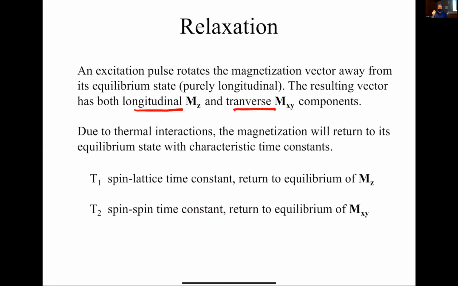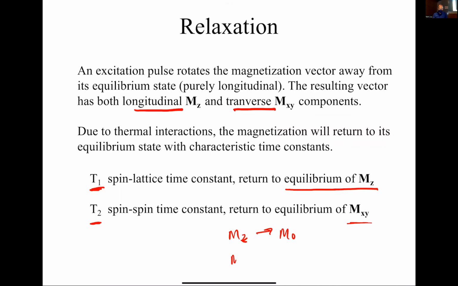There's a longitudinal relaxation, which is basically determined by what's called the T1 time constant. That's the return to equilibrium of M sub z. And then for Mxy, there's the T2 time constant, which is the return to equilibrium of Mxy. So let's think about that. M sub z is going to go back to M0, right? That's its natural equilibrium state.